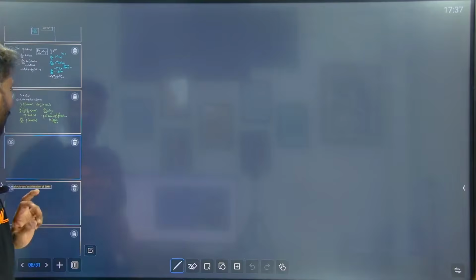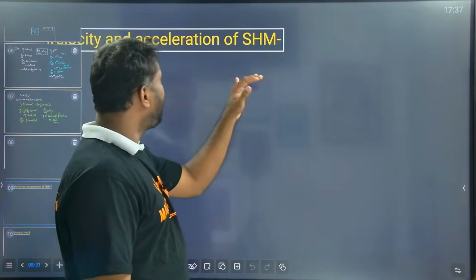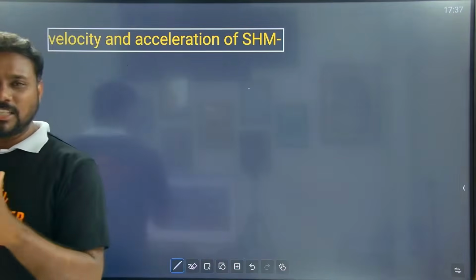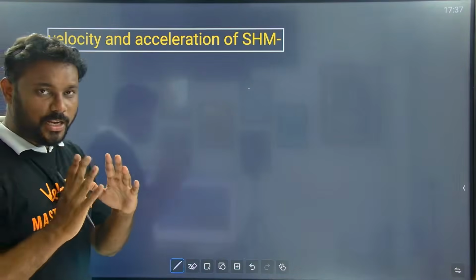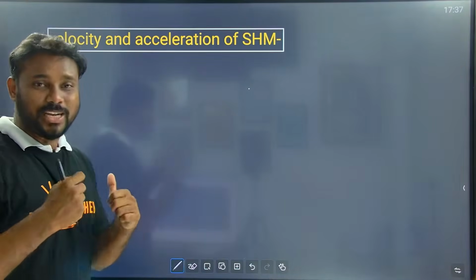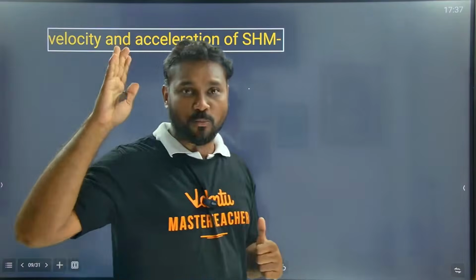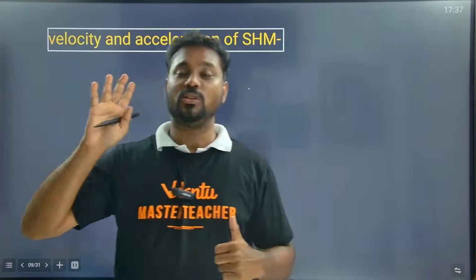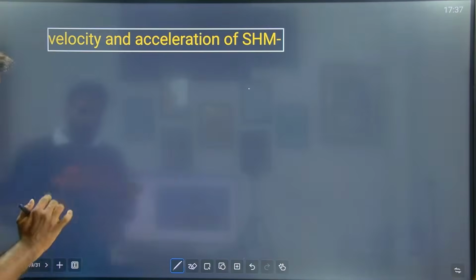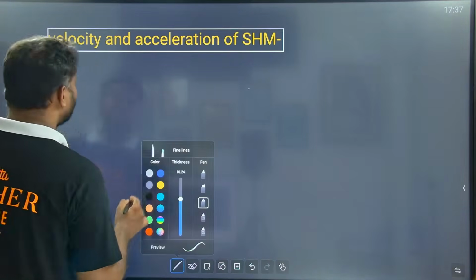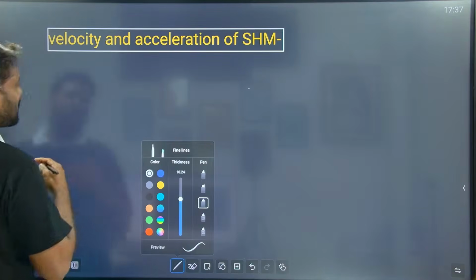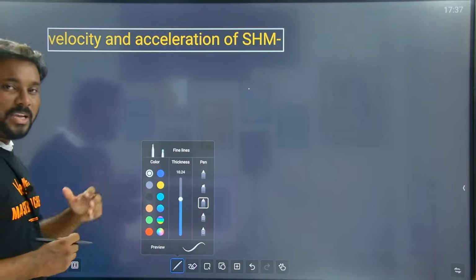So now what we are going to calculate next is the velocity and acceleration of the simple harmonic motion. This is a very, very important idea, how to calculate velocity and acceleration. Problems will be based on this, so you must know this idea clearly. First we will go with the simple harmonic motion, then we will start.